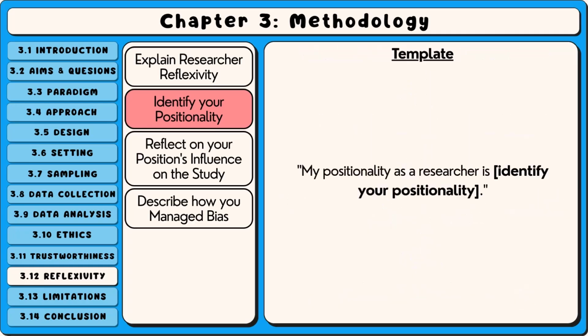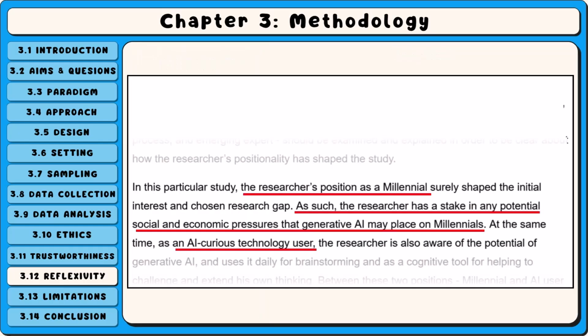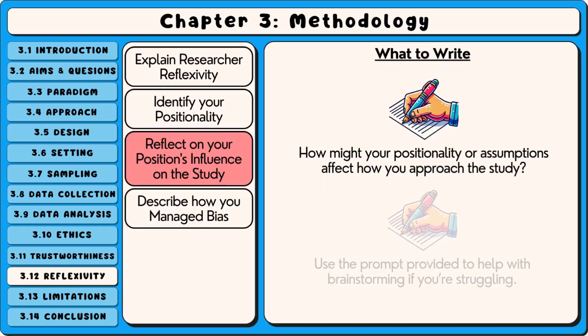My positionality as a researcher is, and then identify your positionality. Here's a sample. The researcher's position as a millennial means they have a stake in any potential social and economic pressures that generative AI may place on millennials. It also goes on to explain how the researcher is an AI-curious technology user, and that has shaped their perspective of the topic. The third step is to reflect on your position's influence on the study. In other words, how might your positionality or assumptions affect how you approach the study?